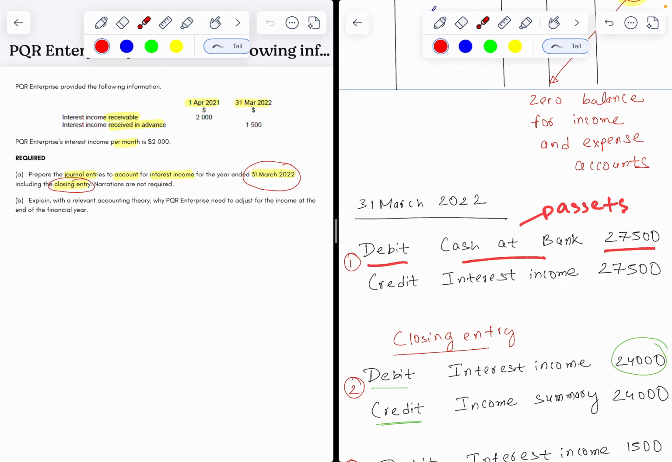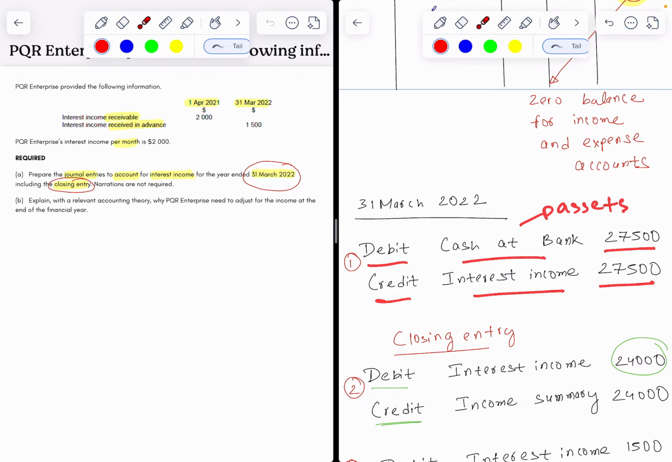So simultaneously, we'll have to credit the interest income account, because obviously we understand this refers to all the interest income that we have earned during the financial year, and everything that we have received in our bank account, all right? They would be stored in the income account by default, because whenever we receive anything for income, it is always credited. So we credit interest income account by $27,500.